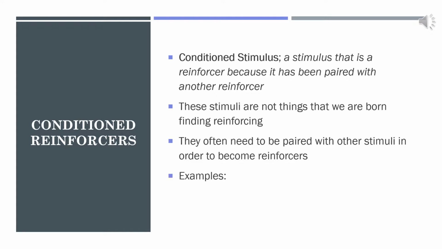For example, attention is a conditioned reinforcer. It has been paired with a variety of things in the past that has caused attention to acquire reinforcing properties. Additionally, points you receive in a class are conditioned reinforcers. When you are born, you do not find points or grades reinforcing. It takes a history of pairing points with reinforcers, such as an approving smile from your teacher or praise, for points to function as a reinforcer.